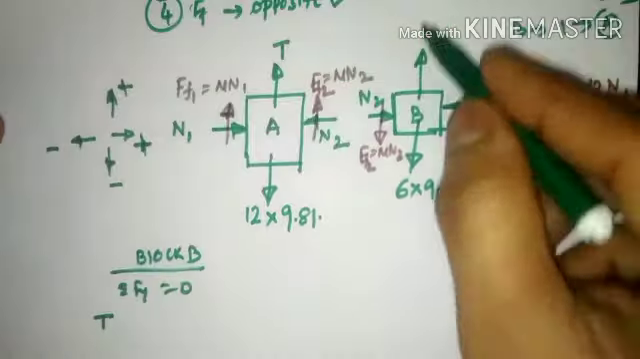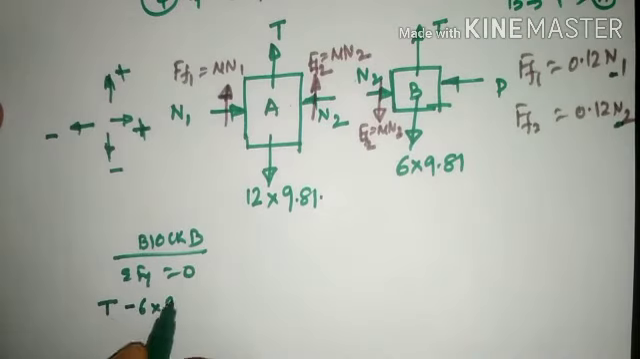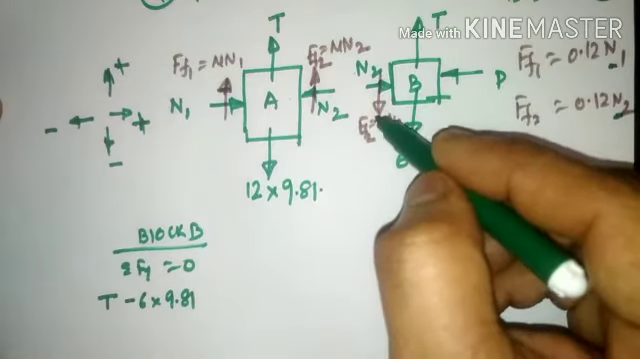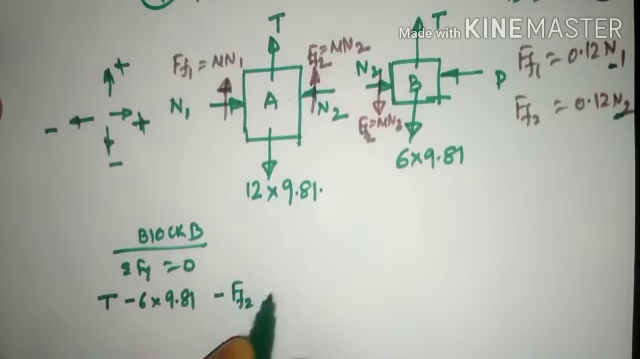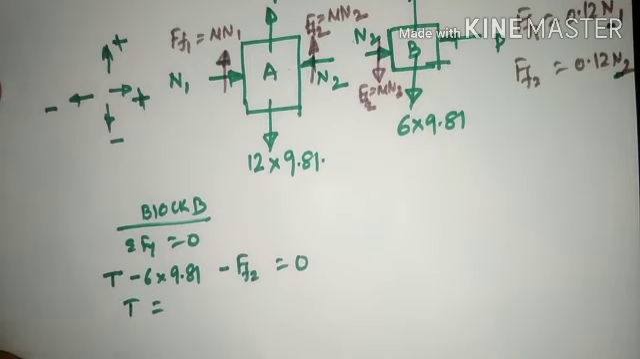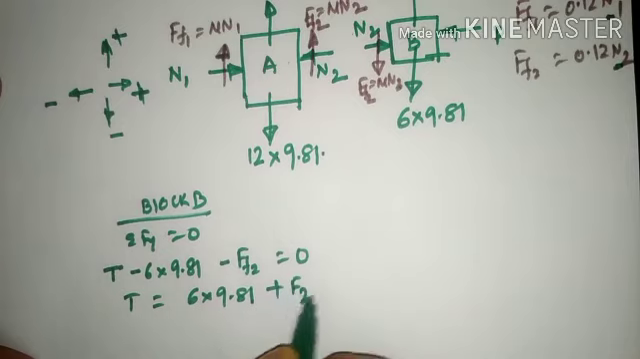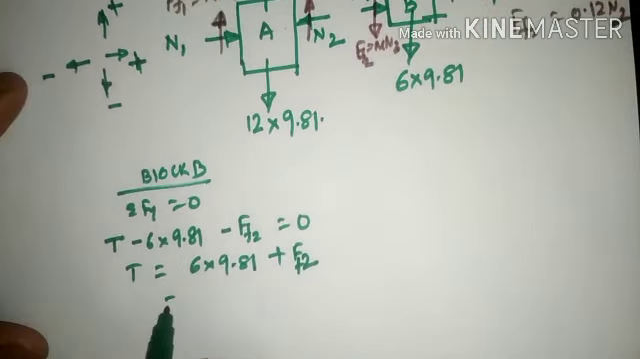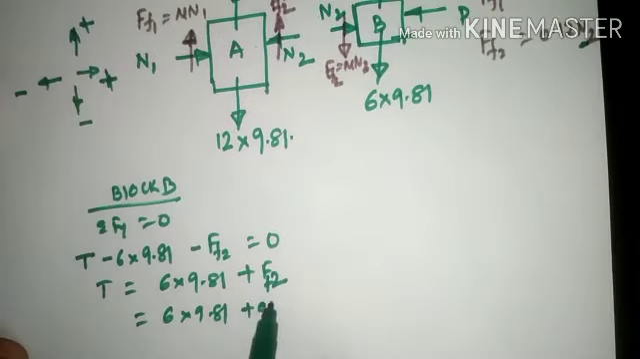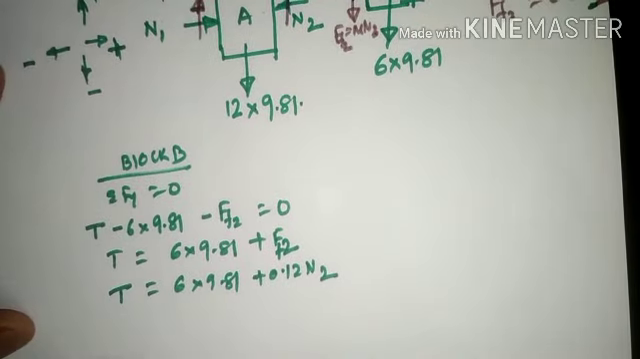As T is upward here, it is positive. 6 into 9.81 is downward, so minus 6 into 9.81. Then apart from that, you also have a frictional force which is downward here, minus F of F2, that is equal to 0. So reframing this equation, T is equal to 6 into 9.81 plus F of F2. F of F2 value is 0.12 times N2. So this is the value of T now. Keep this equation as it is.